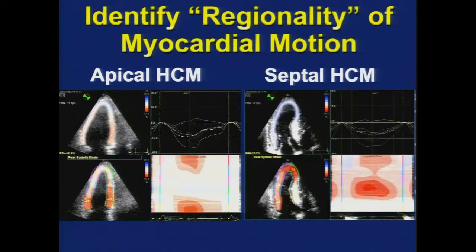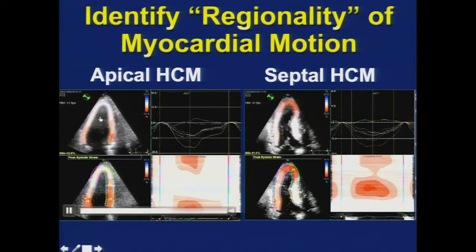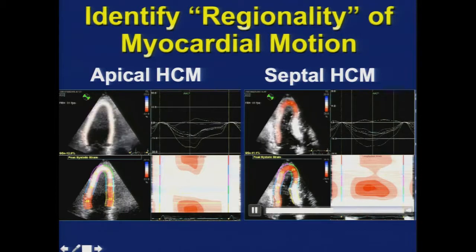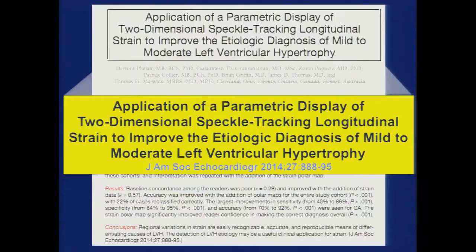What myocardial imaging can do is look at the regionality of motion. So in a patient that has apical hypertrophic cardiomyopathy, strain is worse at the apex. If they have the septal variant, strain is worse where the wall is thickest, at the septum. And this pattern recognition may be very helpful.